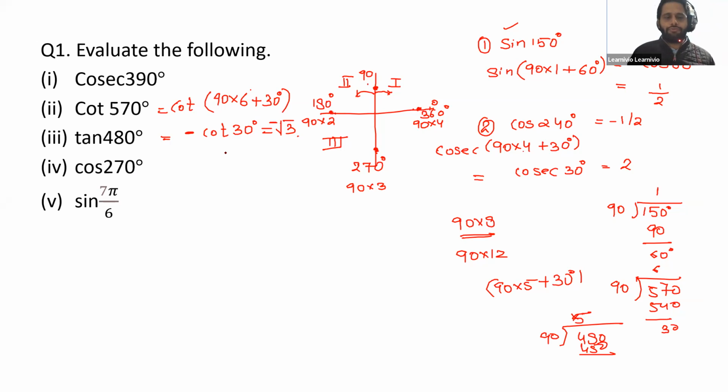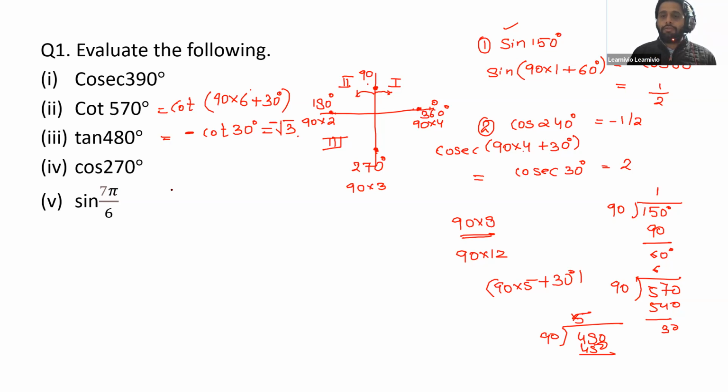That was question number first to fourth. Now we will try to find the value when the angle is in radian. We have one option here: we convert the radian into degree and then solve it. But it will take a lot of time. So please learn the values from 0 to 90. Learn the standard values in radian.